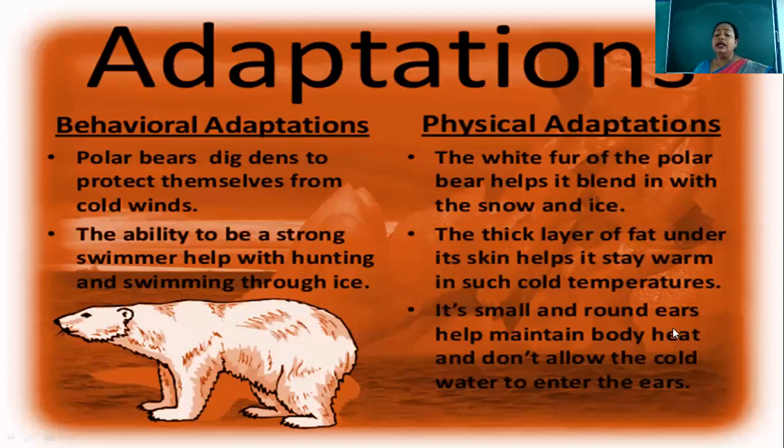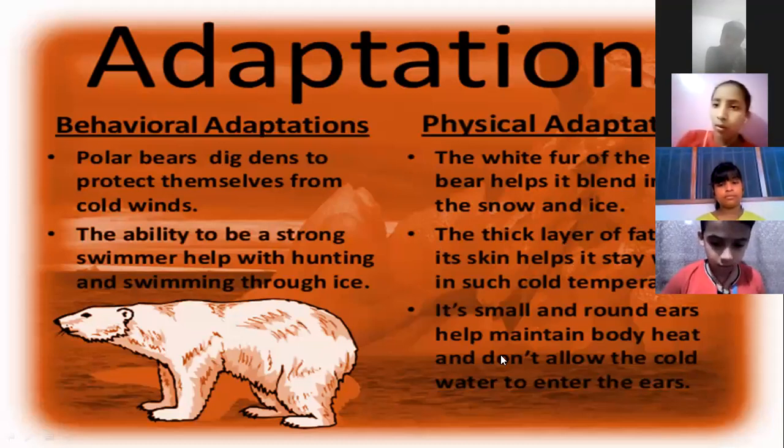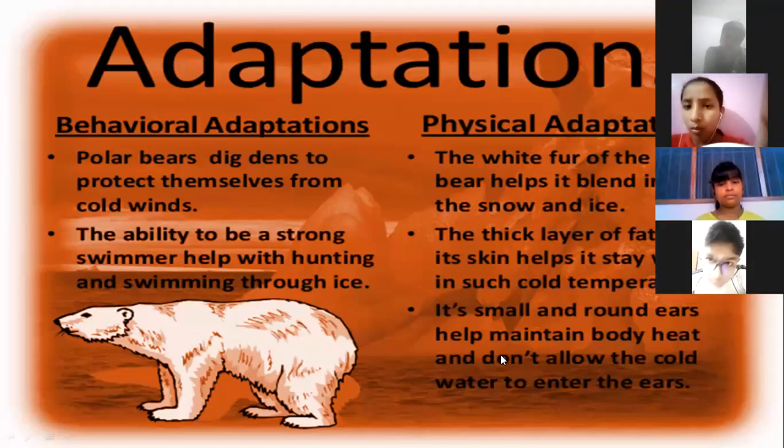Then another important feature found in the polar bears is its small and round ears. Its ears are not like we have. Our ears are broad and not round in shape. But in the case of polar bears, they are very small and round. Why is it round? Can anybody think and say why it is like that?